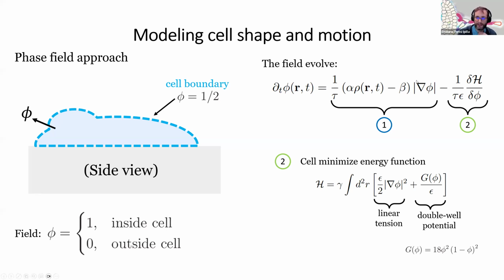This is given by this term over here. That's why we have the gradient of the field over here. And we have this alpha that is the rate of protrusion, and this beta that is the rate of retraction. But this can only happen if we have active Rac. If we don't have active Rac, this cannot happen, and we cannot have active Rac if we don't have footprint, basically.